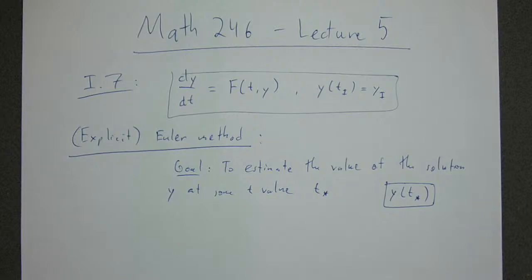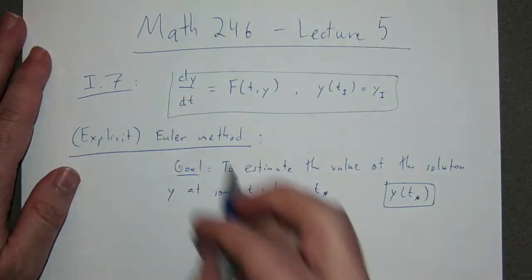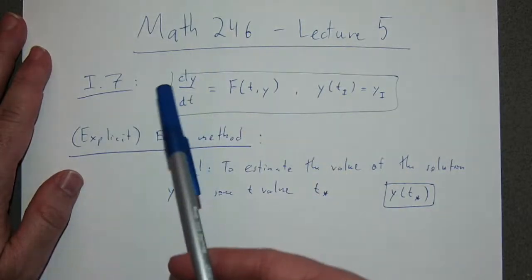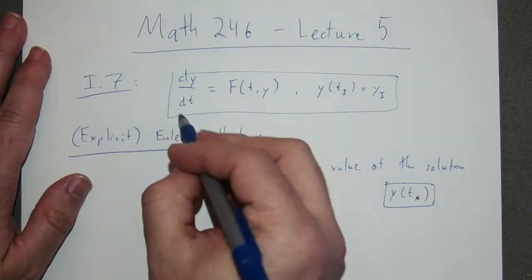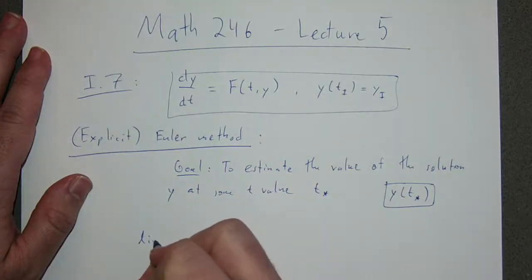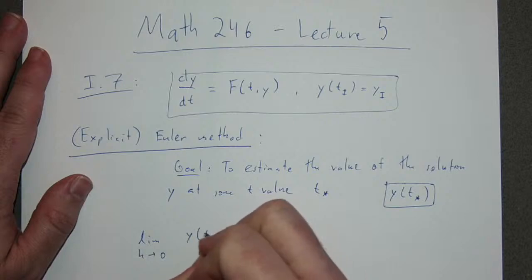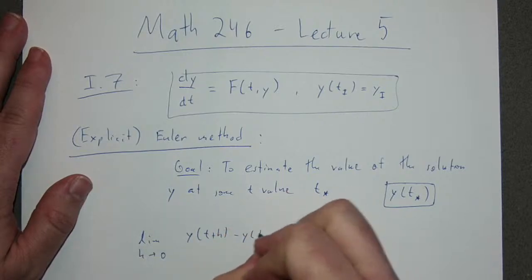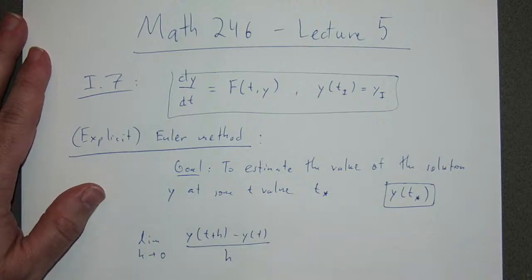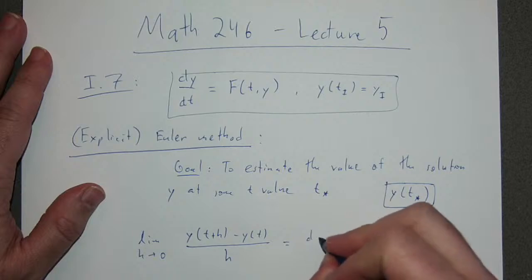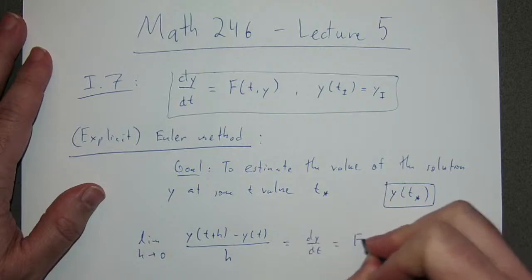In fact, this might suggest echoes of Calc 1 Newton's method stuff. So the idea is, on the left-hand side, if I'm looking at what the actual definition of this is, this is the derivative of y(t), so this is the limit as h goes to 0 of (y(t+h) - y(t))/h. That is my dy/dt, which is big F(t, y).